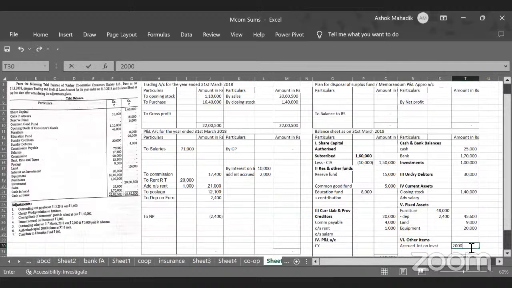Two effects. Next, outstanding salary on 31st March is 2,000. So this will be added. So add outstanding salary 2,000. So second effect on the liability side, outstanding salary 2,000.